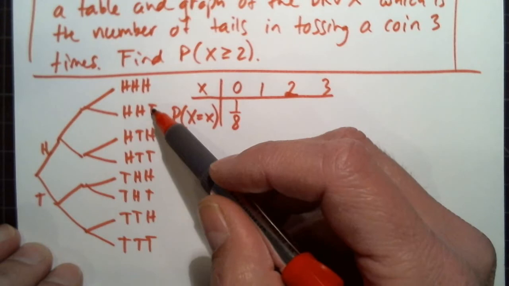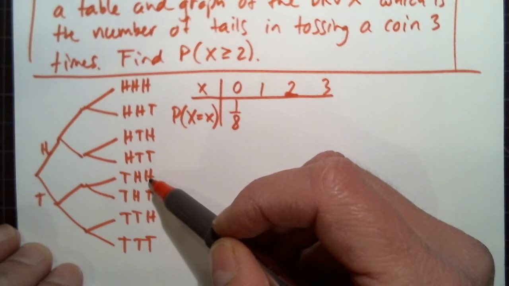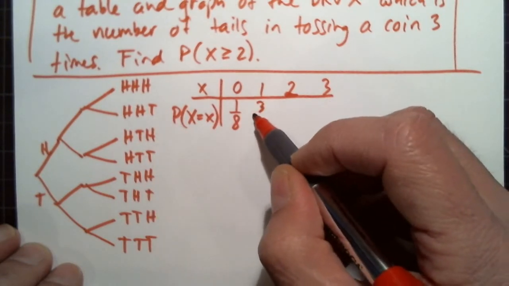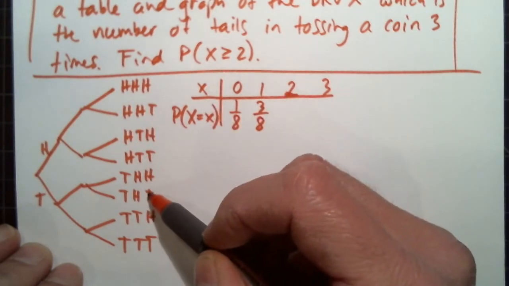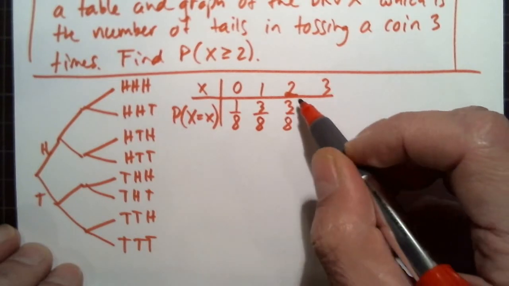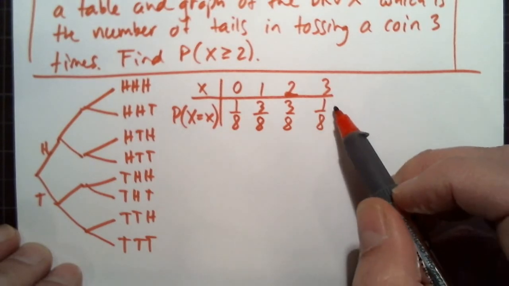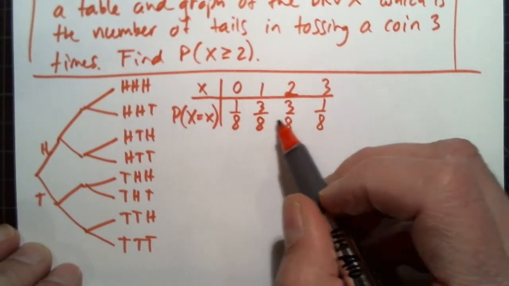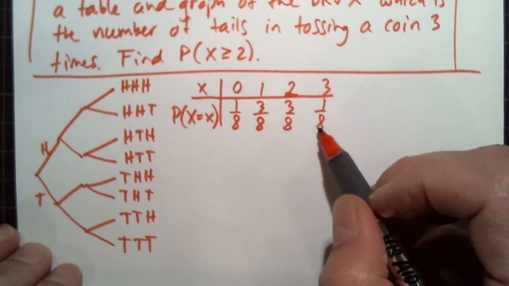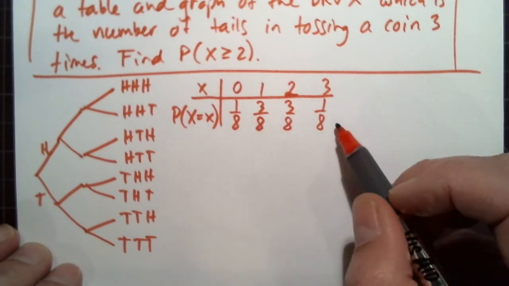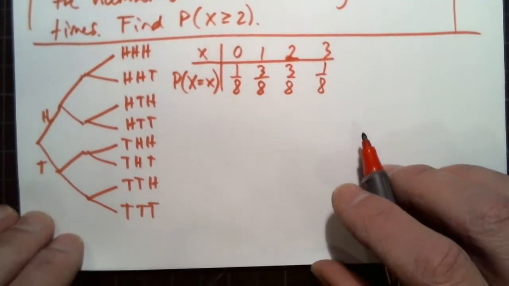1 tail. There's 1, 2, 3 ways of getting 1 tail. And then 2 tails. 1, 2, 3. We have 3 ways of getting 2 tails. 1 way of getting 3 tails. So here's the probability distribution, and also one way you can check, and there's usually always a question using the fact that these add up to 1. If you add all these up, it has to equal 1.